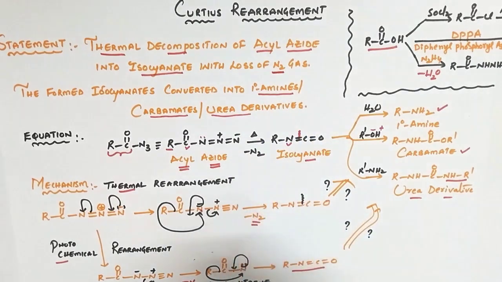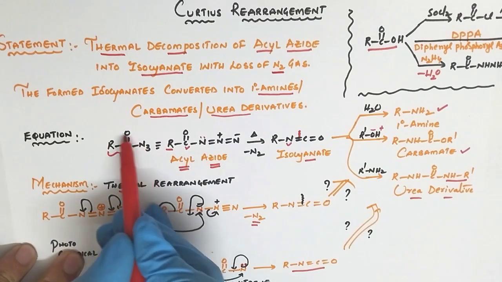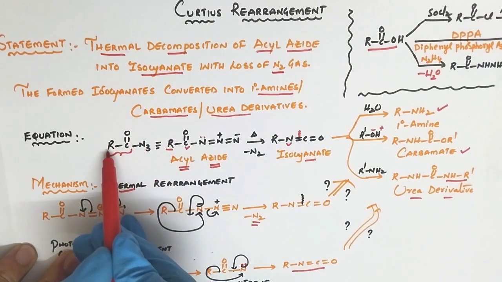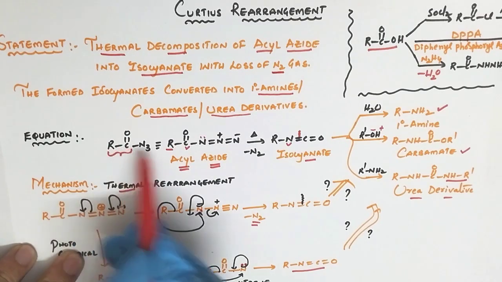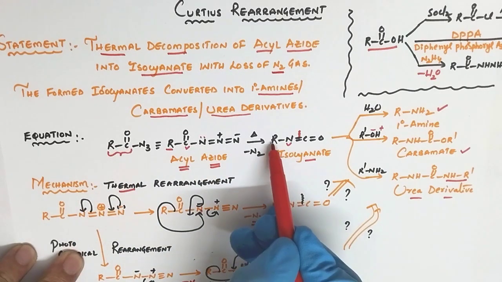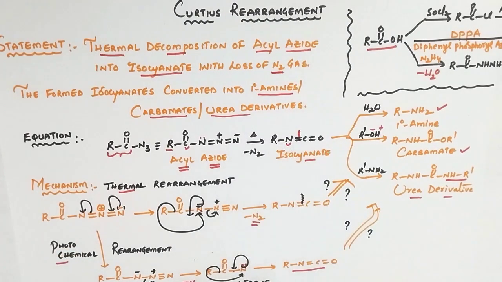Then how does it become a rearrangement reaction? How can we say that it is an example of rearrangement reaction? If you see the reactant, the acyl azide, the R group is attached to carbon. But in the isocyanate, the R group is attached to nitrogen. It means the shifting of the R group from the carbon to nitrogen. That's why this is an example of rearrangement reaction.